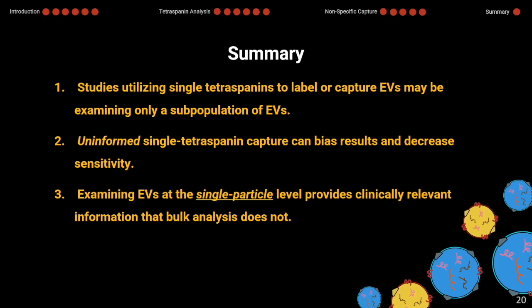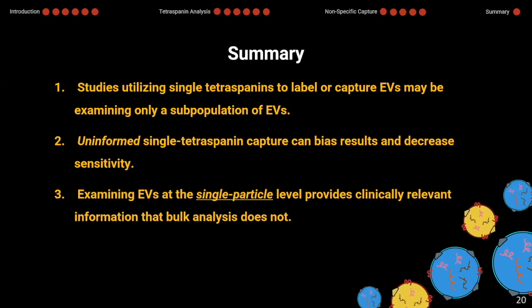So with that, I'd like to give you three key takeaways for this paper. The first is that studies utilizing single tetraspanins to label or capture EVs may be examining only a subpopulation of EVs. So it's all right to use single tetraspanins, but we also always need to remember that we are only looking at this subpopulation, and these subpopulations may have differences in their multiplexing or, for the field at large, differences in their functions. Since there have been very few studies on this so far, it's really hard to know what the effects are of looking at these subpopulations compared to the entire population as a whole.